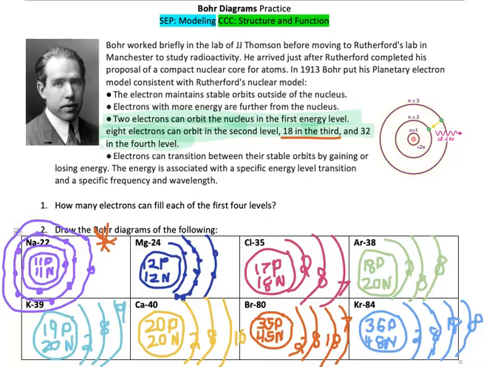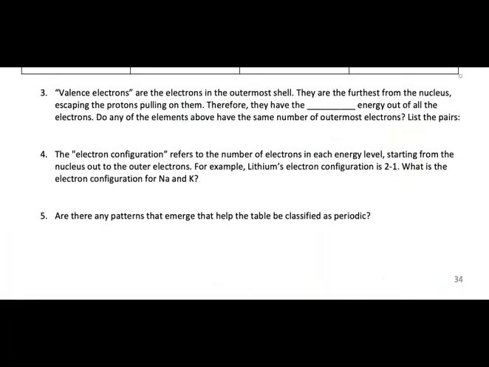All right, moving on. Valence electrons are in the outermost shell. They are the furthest from the nucleus, escaping the protons pulling on them. Therefore, they have the most energy. So they have the most energy.